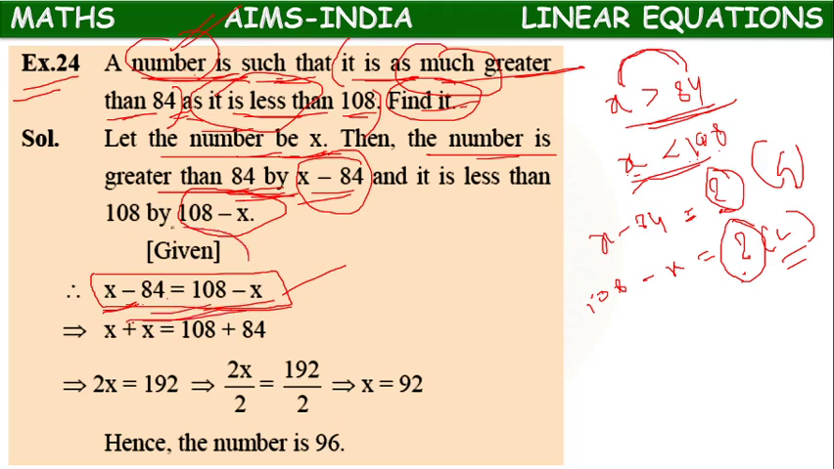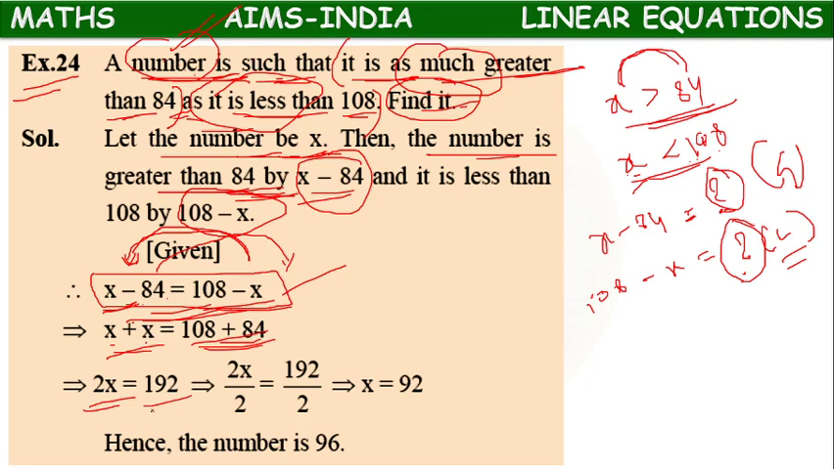Now all variables are to be taken on the left-hand side. This minus x will go towards the left-hand side. It will become plus x. Minus 84 goes towards the right-hand side. It will become plus 84. So x plus x means 2x.